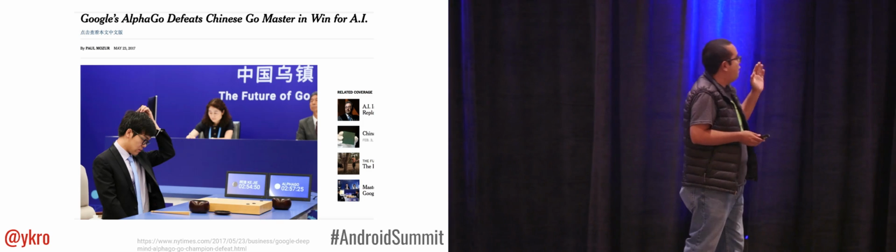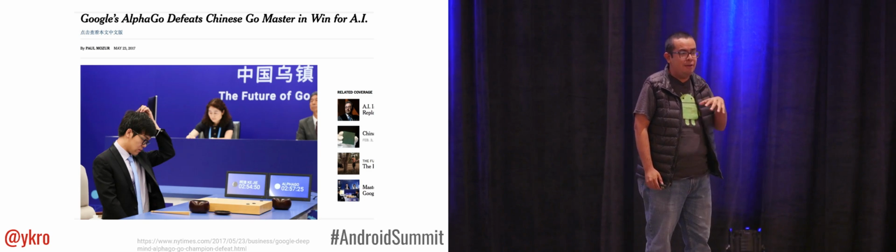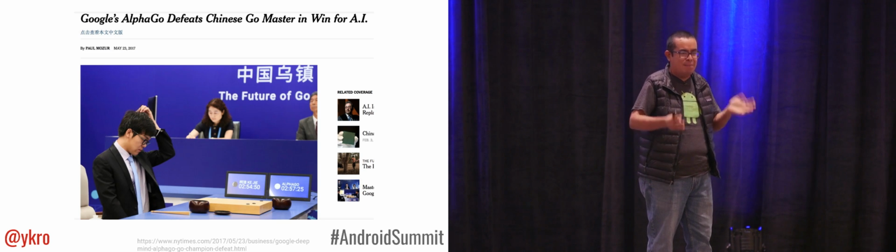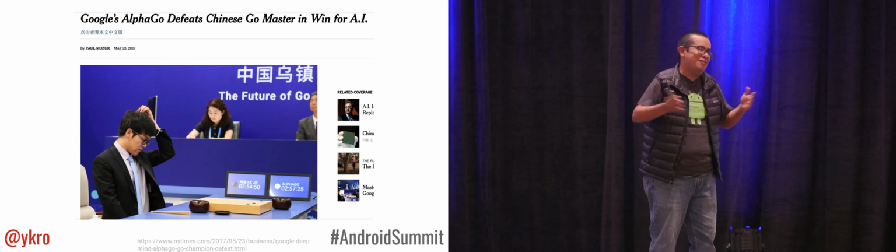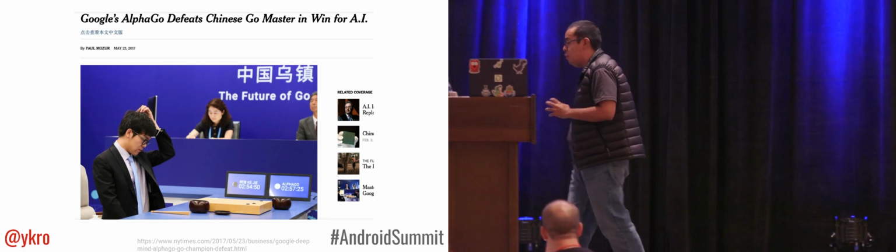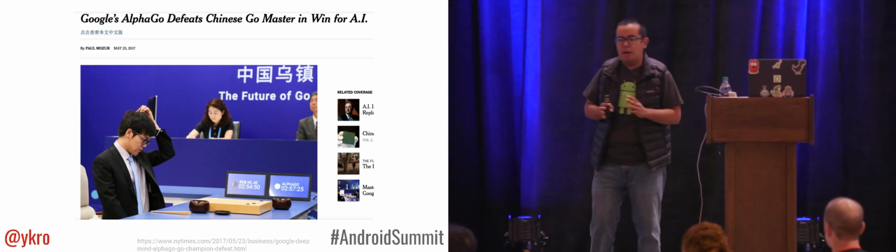Last year, AlphaGo defeated the Go champion. This year, it defeated the best player. I don't know why the best player is not the champion, but regardless of that, it showed that this artificial intelligence built by Google is improving.